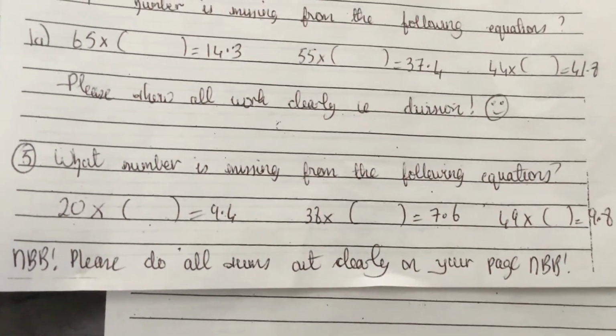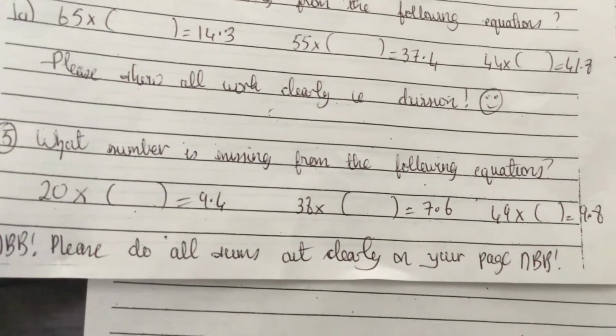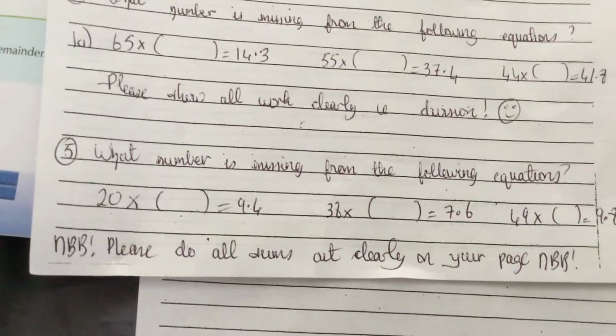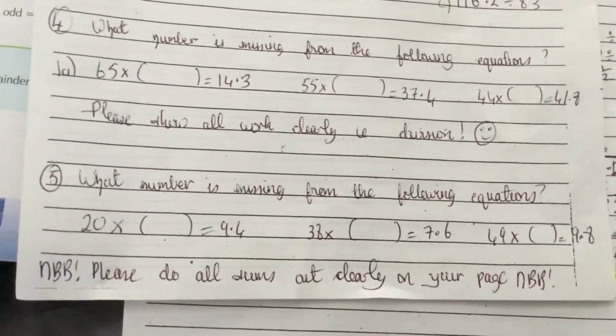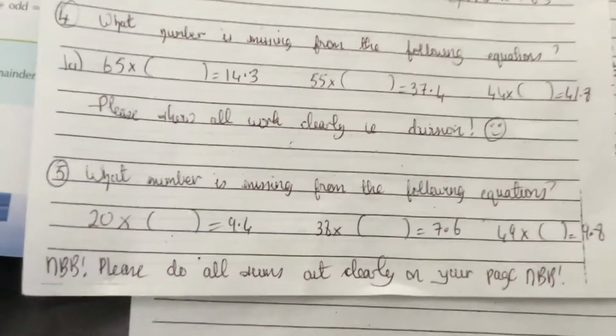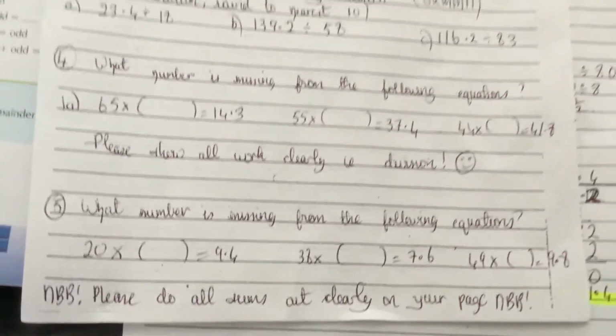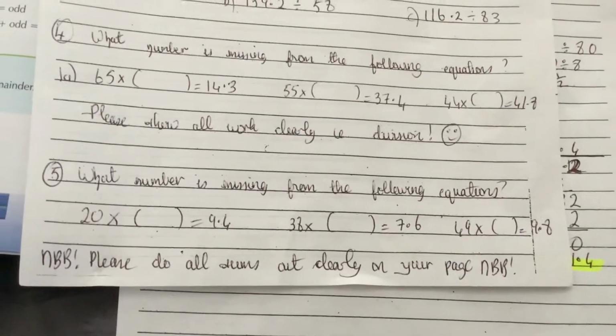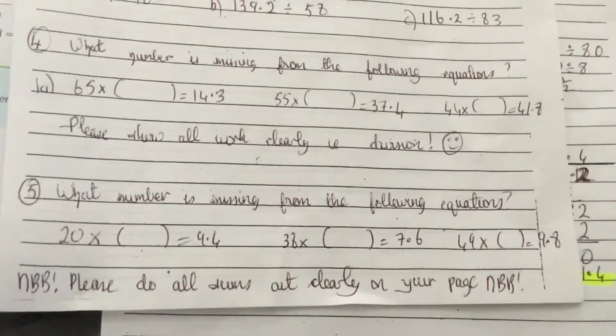Number 5, what number is missing from the following equations? So remember, an equation is where the left hand side of the equals and the right hand side of the equals are the same. So 20 by something must give you 9.4. So it's like a balance. What's on the left hand side and the right hand side of the equals must balance. And we did that before Easter. So we spent a good amount of time practicing that idea.